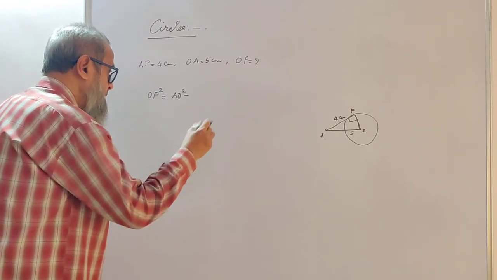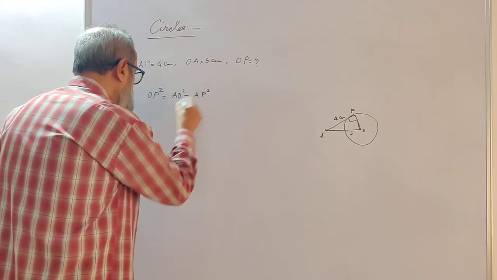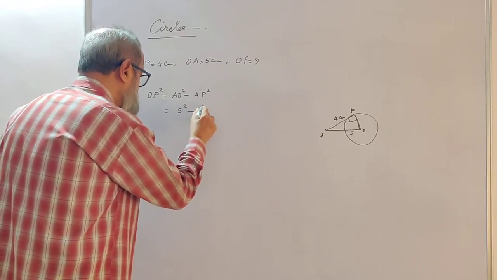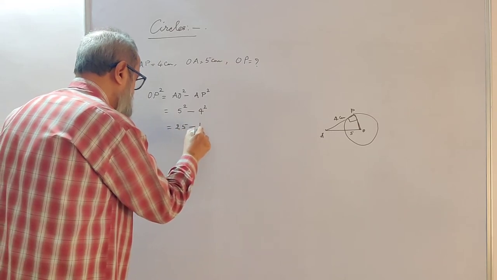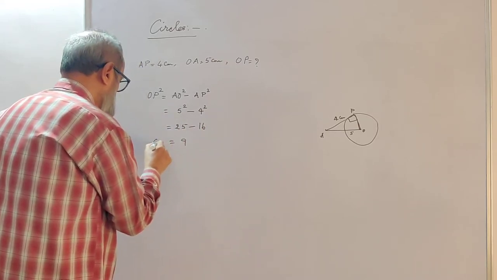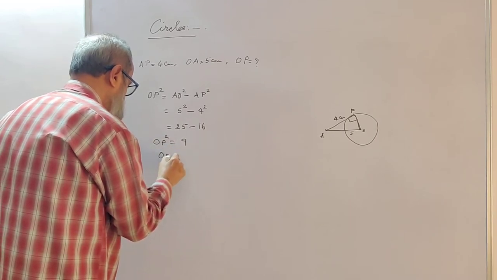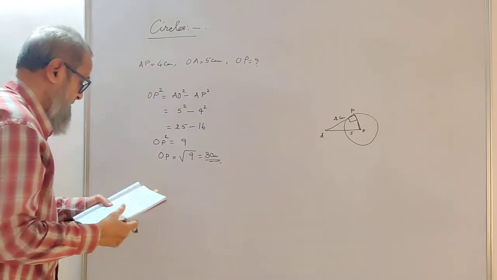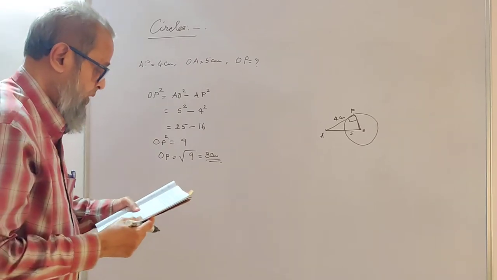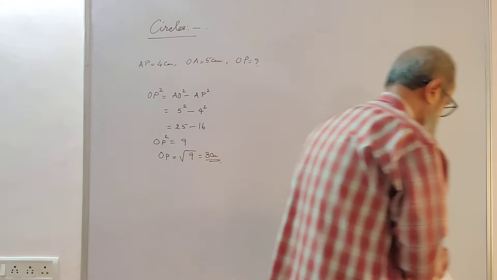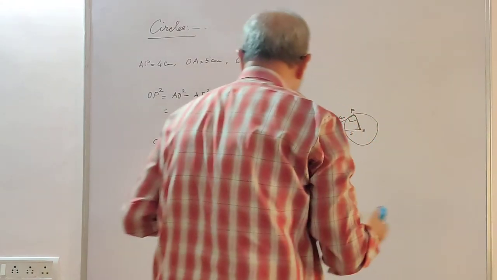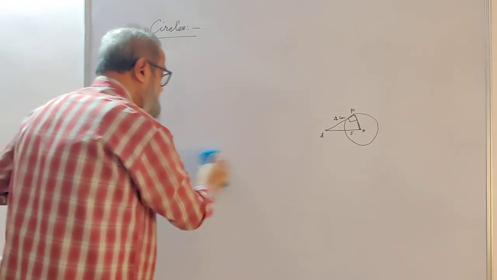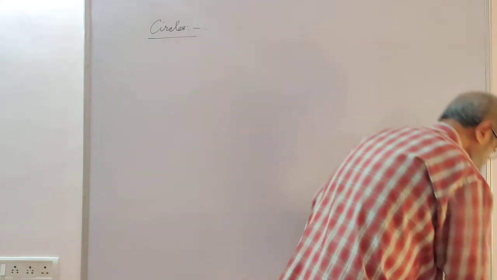the side AP square. AO is 5 cm, so this is 5 square minus 4 square, that is 25 minus 16, which is 9. So OP square is 9, so OP is the square root of 9, that is 3 cm. This is the answer. Next, two concentric circles of radii. I think we have done this problem. It has been asked in one of the old question papers, and I think we must have done it in the previous video. So we'll omit that.